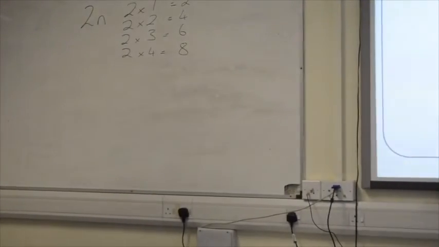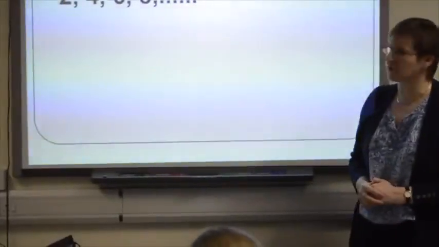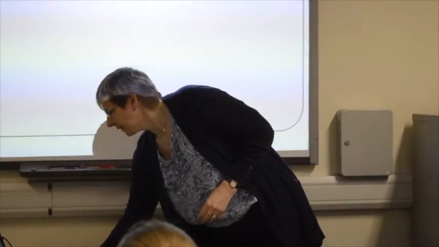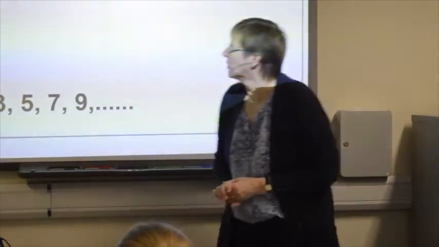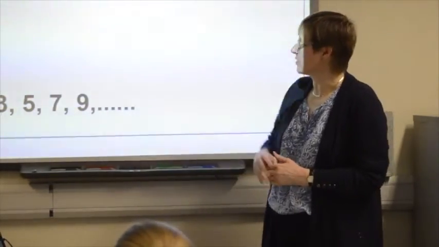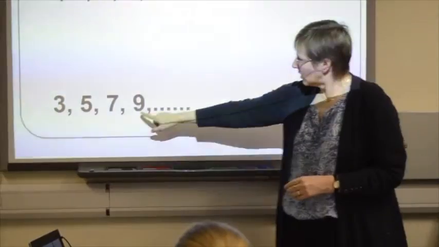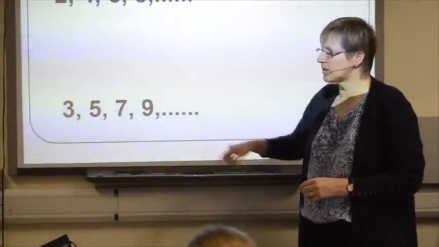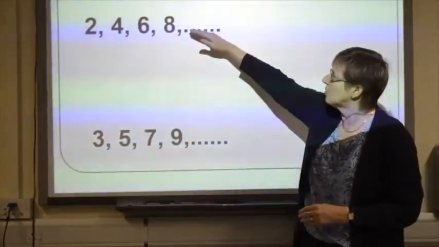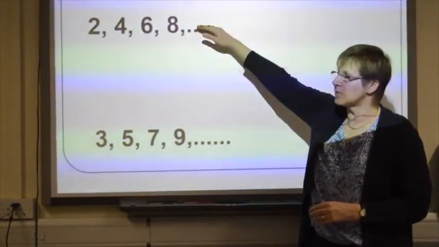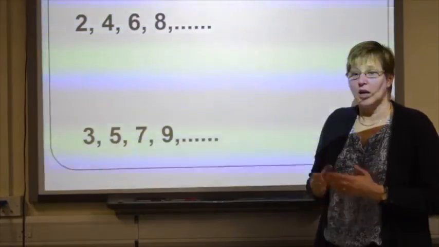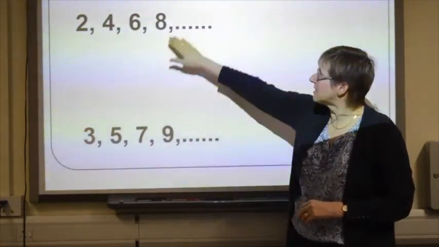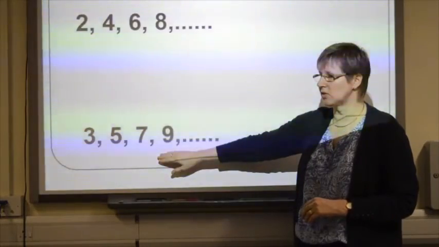So if I look at this sequence that I've got here, 2, 4, 6, 8, we know that that's the 2 times table. And we know that we can write it as 2 times 1, 2 times 2 and so on. Have a look at this one here. This is a slightly different sequence, isn't it? 3, 5, 7, 9. But what does it have in common with the 2 times table there, Fred? It goes up in 2s. That goes up in 2s and so does that one.